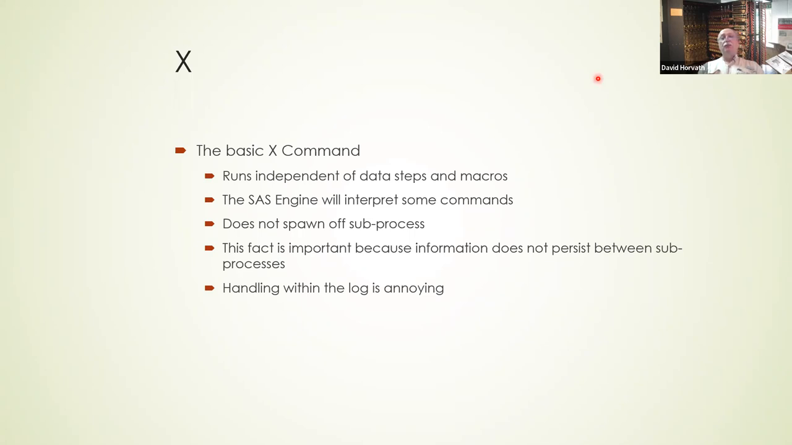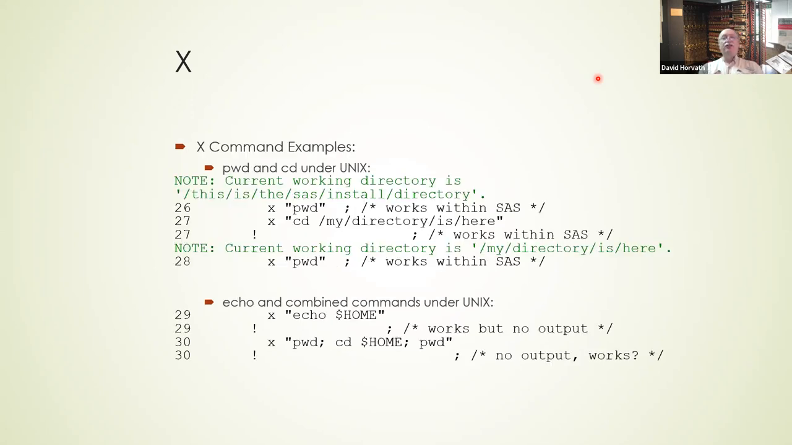And it doesn't spawn off a subprocess. It's one entity. Because when you spawn off a subprocess, particularly Unix, Linux, information does not persist between subprocesses. So if I have two XCMDs, they're in the same context. They're sharing the same information. Whereas if they were separate subprocesses, they wouldn't share. And I find handling within the log is a bit annoying. You can get used to it. I just believe in full disclosure. Let's talk about some examples.